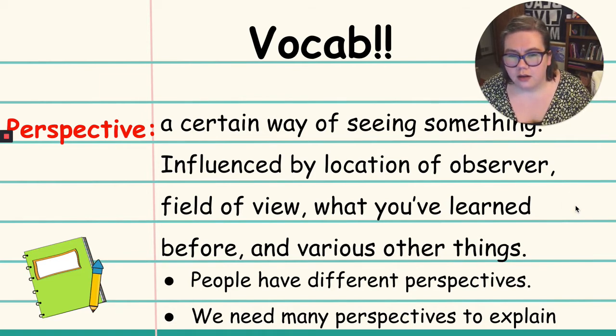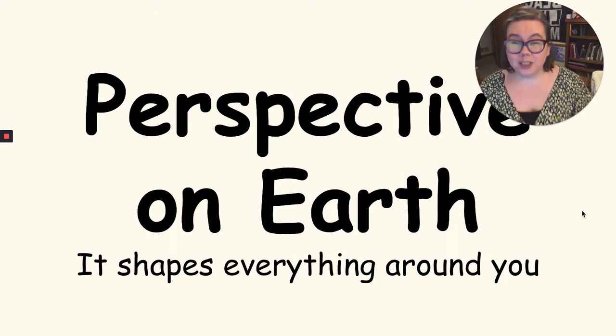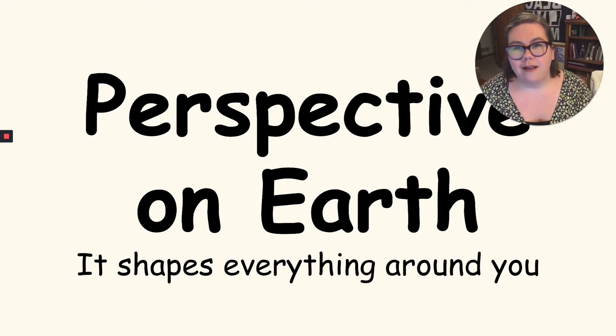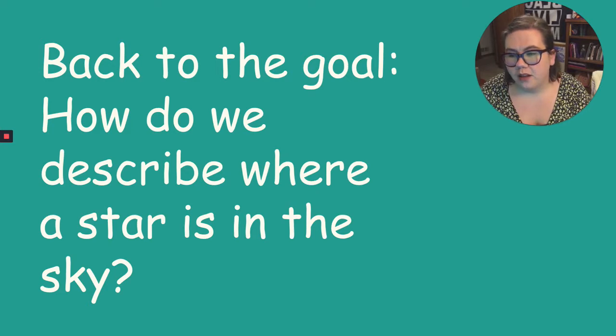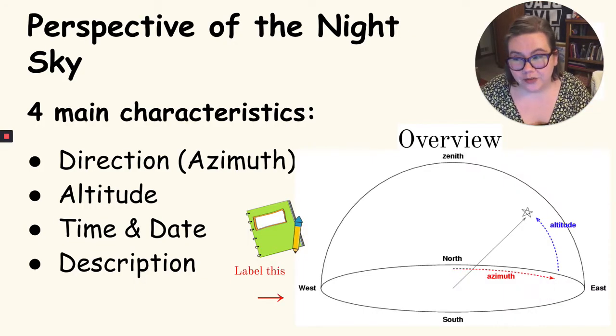And we'll go on. So, perspective on Earth. It shapes everything around you. That's where we're going to start off with our learning about our universe, our galaxy, our solar system, is we're going to start with the on-Earth perspective. So, back to our goal. We are trying to figure out how do we describe where a star is in the sky. And we're going to start off learning how to do that from our Earth perspective.